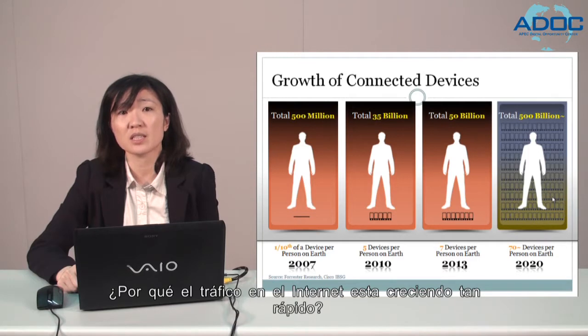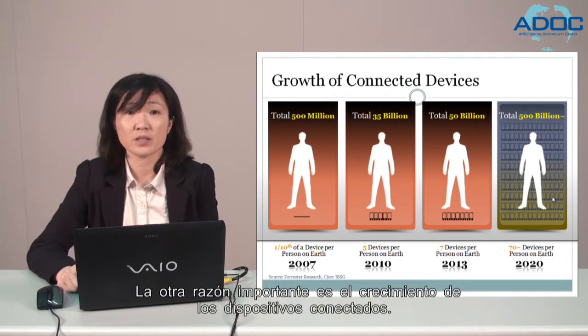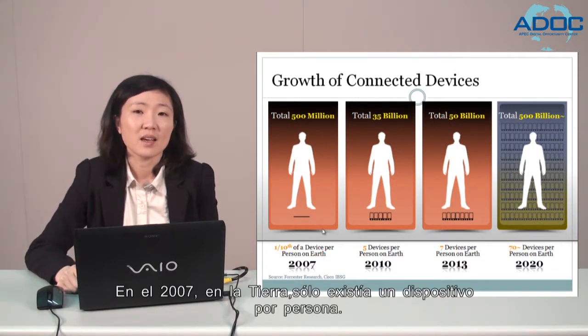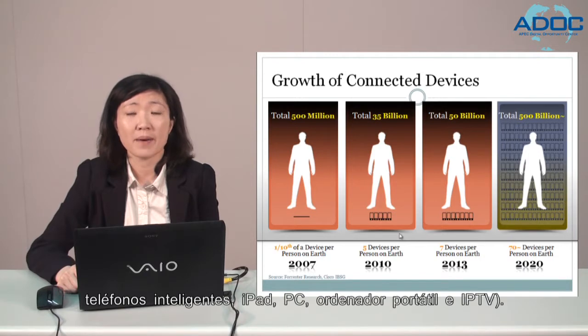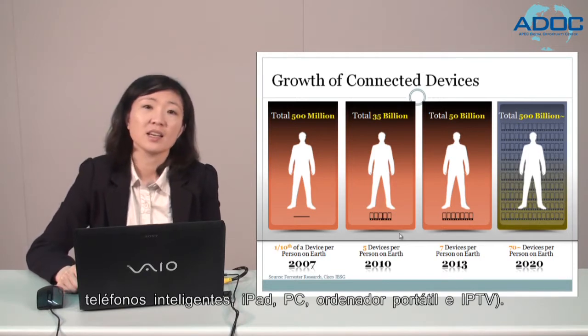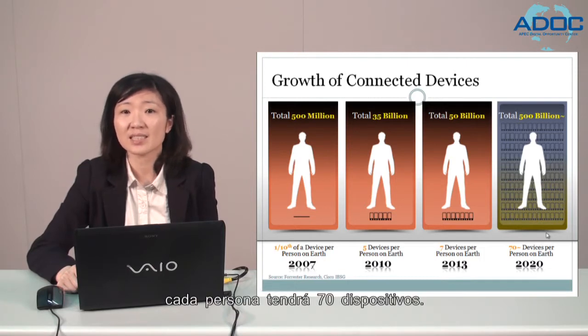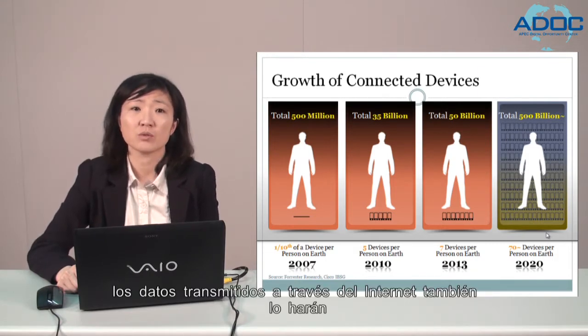Why do we have so much internet traffic growing so fast? One reason is multimedia traffic, for example, YouTube. The other important reason is the growth of connected devices. In 2007, there was only 1/10 of a device per person on Earth. In 2010, 5 devices per person on Earth, for example, smartphone, iPad, PC, laptop, and IPTV. In 2020, everyone will have 70 devices per person on Earth in prediction. As the number of devices goes up, the data transmitted over the internet grows respectively.